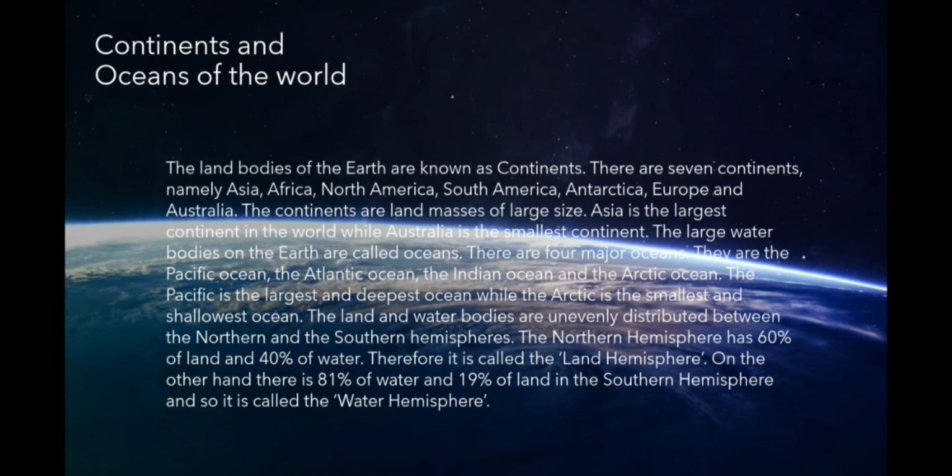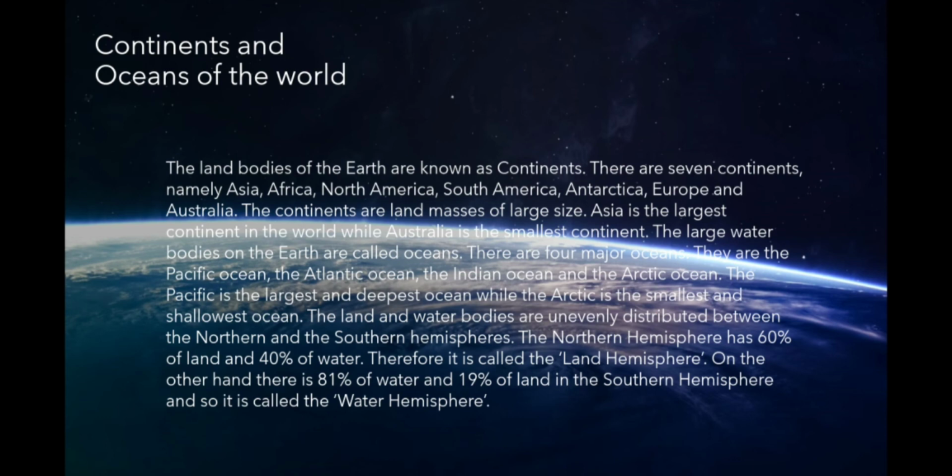The large water bodies on the earth are called oceans. There are 4 major oceans. They are the Pacific Ocean, the Atlantic Ocean, the Indian Ocean, and the Arctic Ocean. The Pacific is the largest and deepest ocean, while the Arctic is the smallest and shallowest ocean.